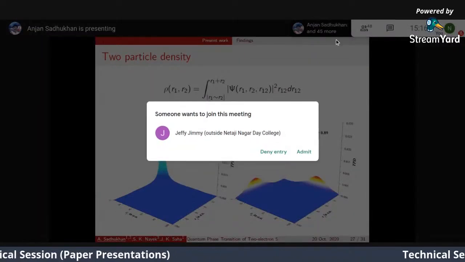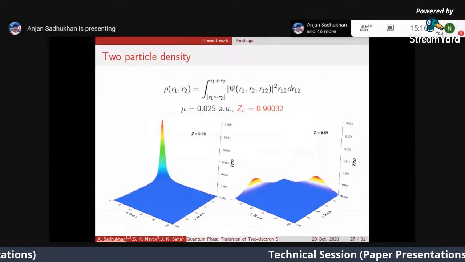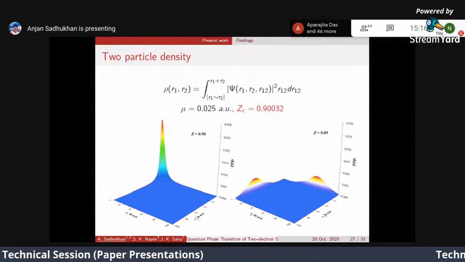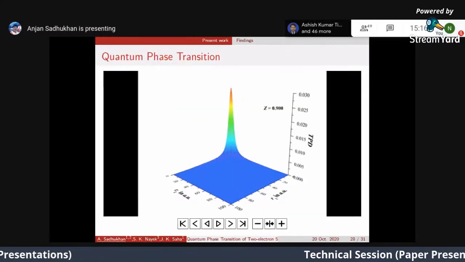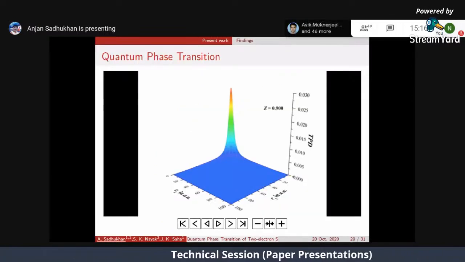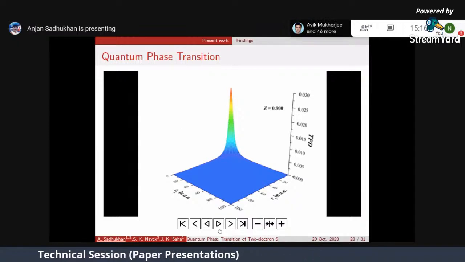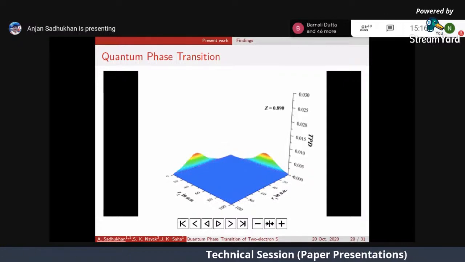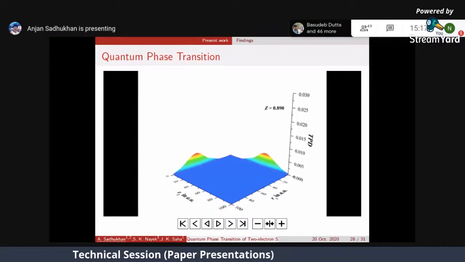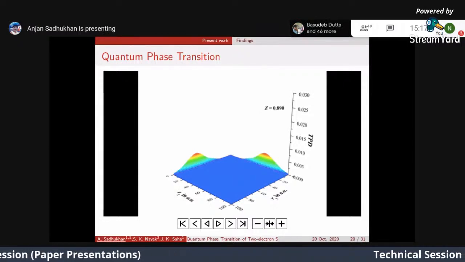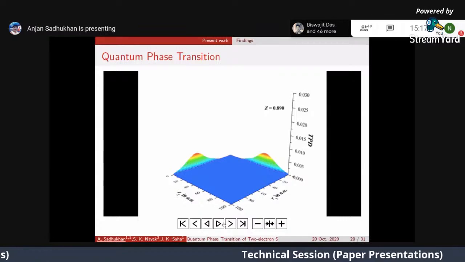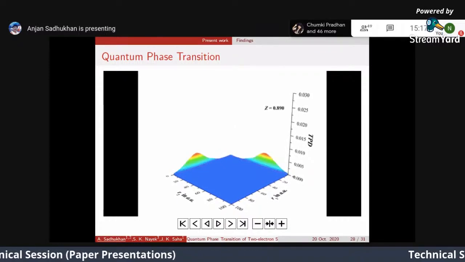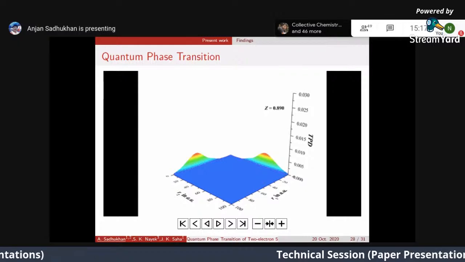Now, to investigate the transition more precisely, we have estimated two particle densities at intermediate points between z equals 0.9 and z equals 0.89, and arranged them sequentially to form this animation. Let me play the animation, in which we can see how the peak gradually decreases from the symmetrical position, and the symmetry has been broken when the z value is less than zc. So this is all about the statement from our recent work.